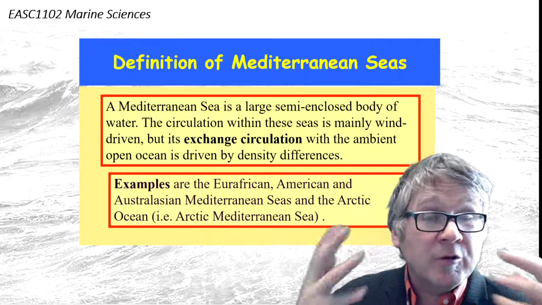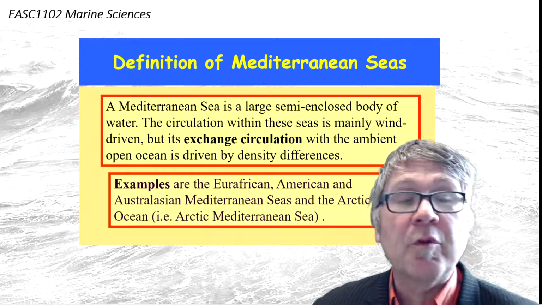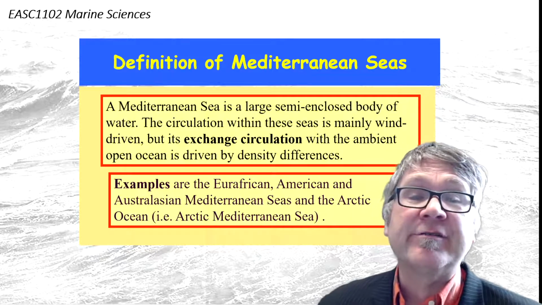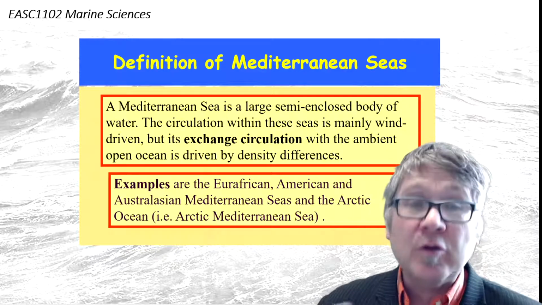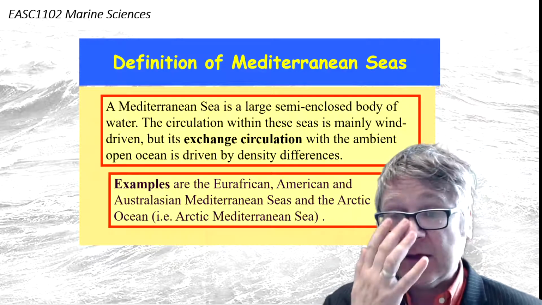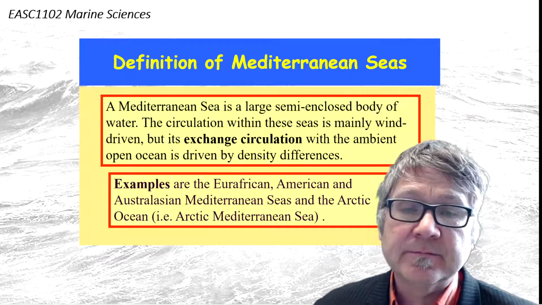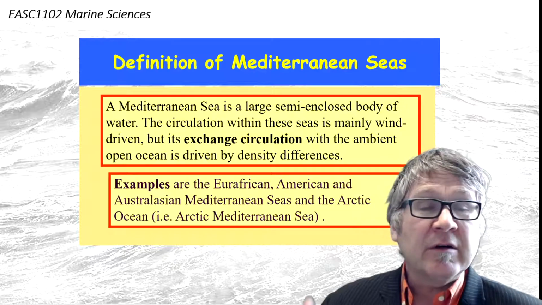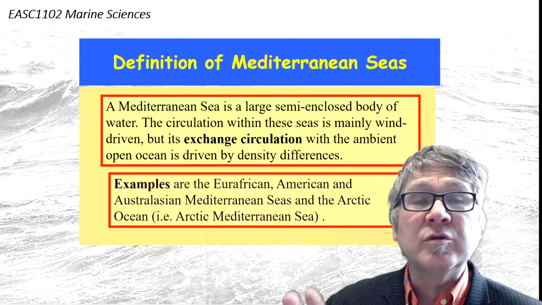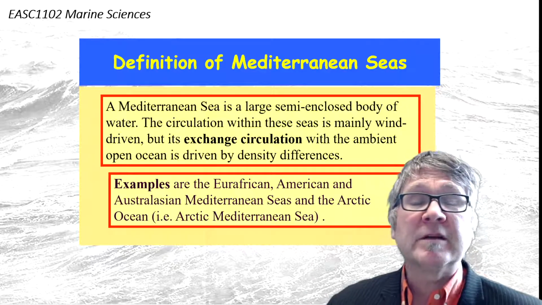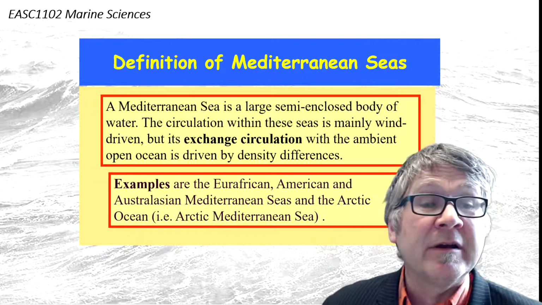All right, you learned quite a bit already. We talked about positive estuaries and negative estuaries and the circulation in these systems. Now we talk about Mediterranean seas. They are similar to estuaries, but also different. So what is the definition of a Mediterranean Sea?